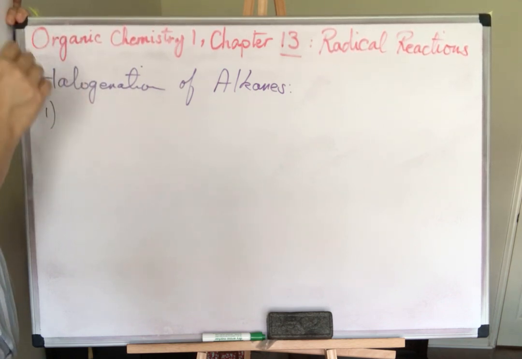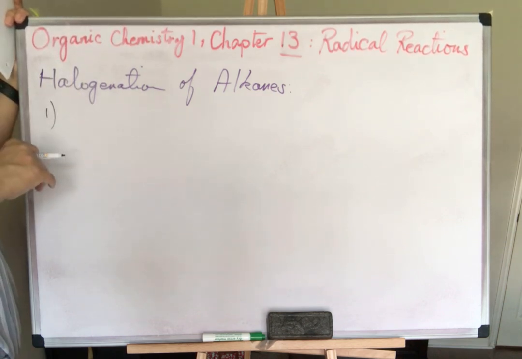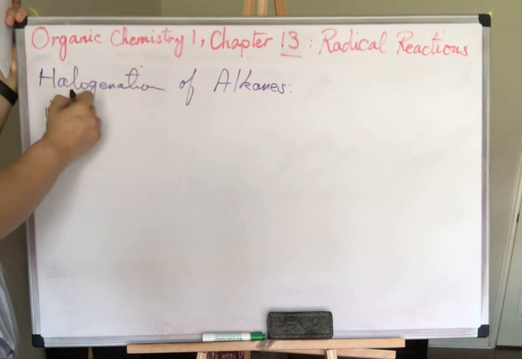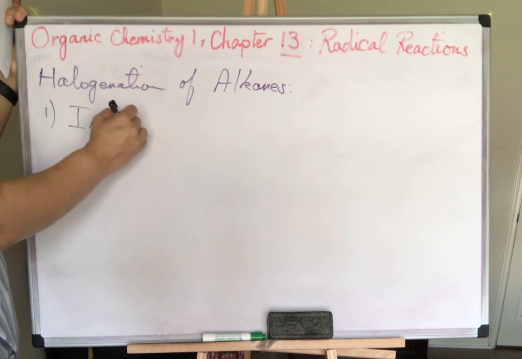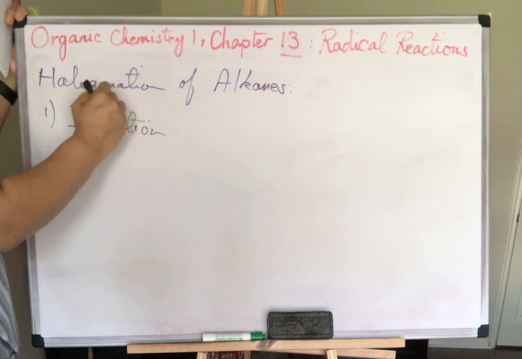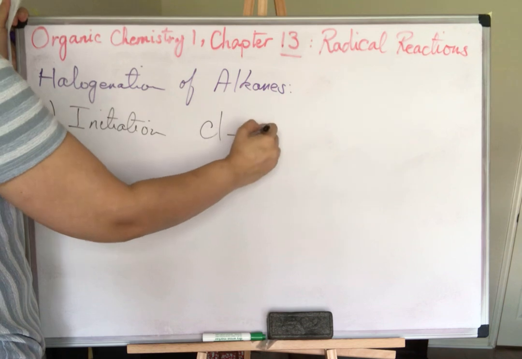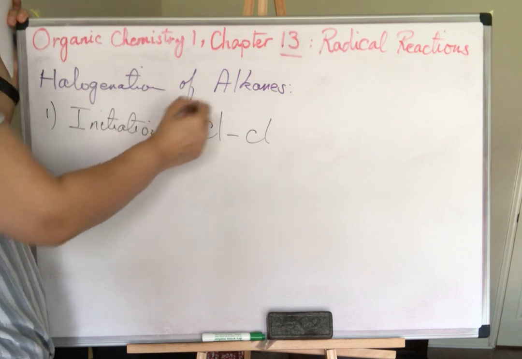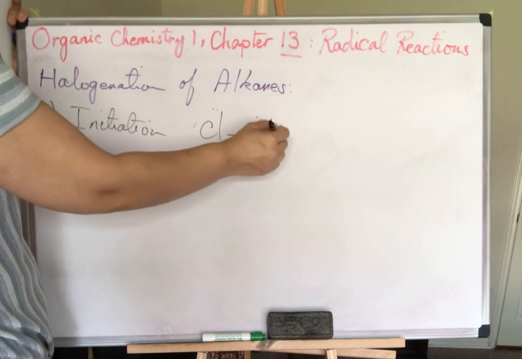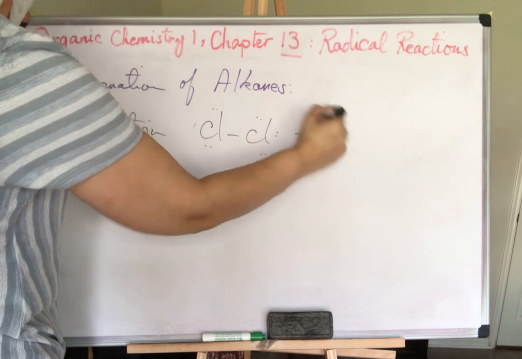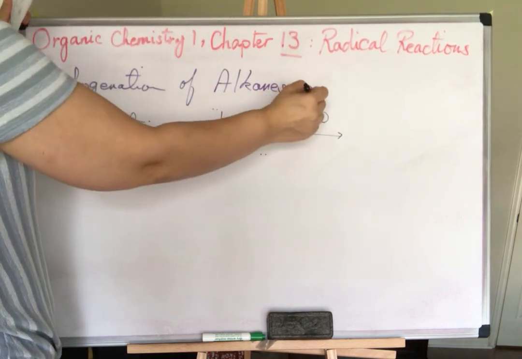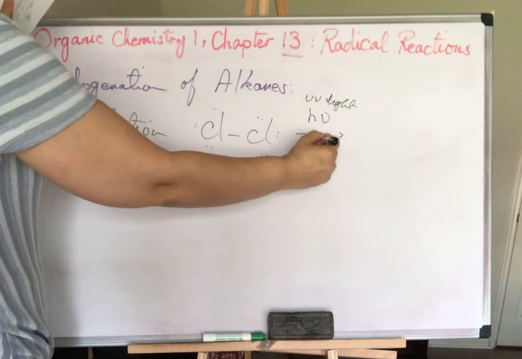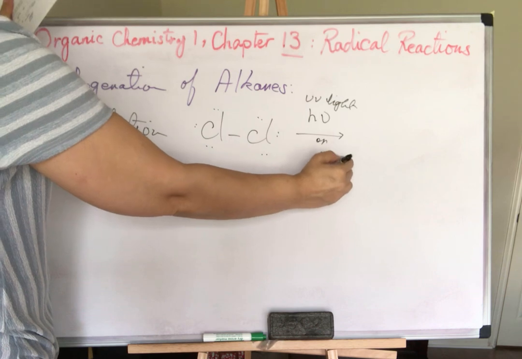So you need to know the steps of halogenation of alkanes, the names of the steps and what happens in each. The first step is called the initiation step. You need a halogen because you are going to force the alkane to accept the halogen. So you have a halogen molecule, and you use h nu, which is the symbol for UV light, or you use heat. Delta is the symbol for heat.